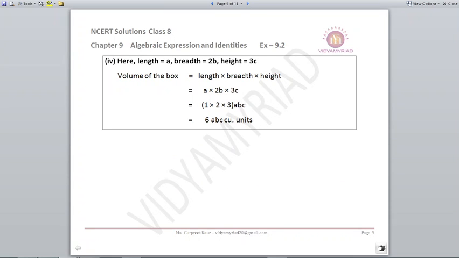Next, length is given as a, breadth is given as 2b and height is given as 3c. So 2 into 3 is 6, 6abc cubic units.